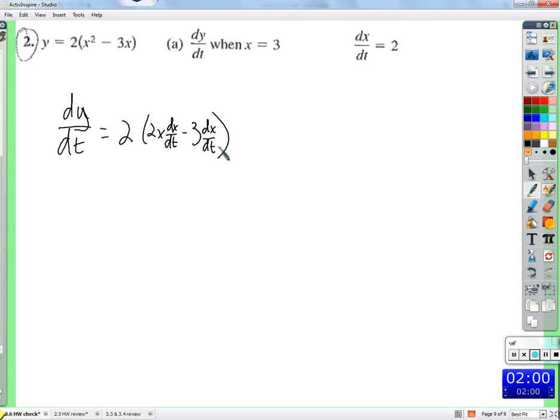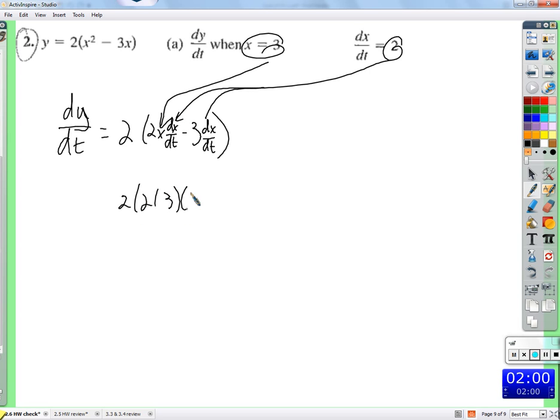Yep, got it. So x is 3. dx dt is 2. So 2 times 2 times 3 times 2 minus 3 times 2 equals 2 times 12 minus 6, so 12.